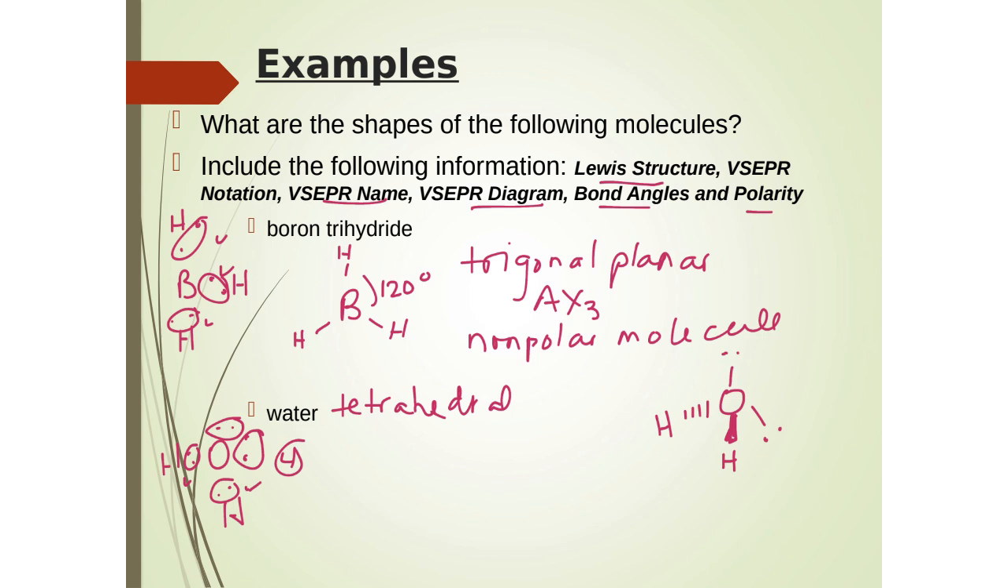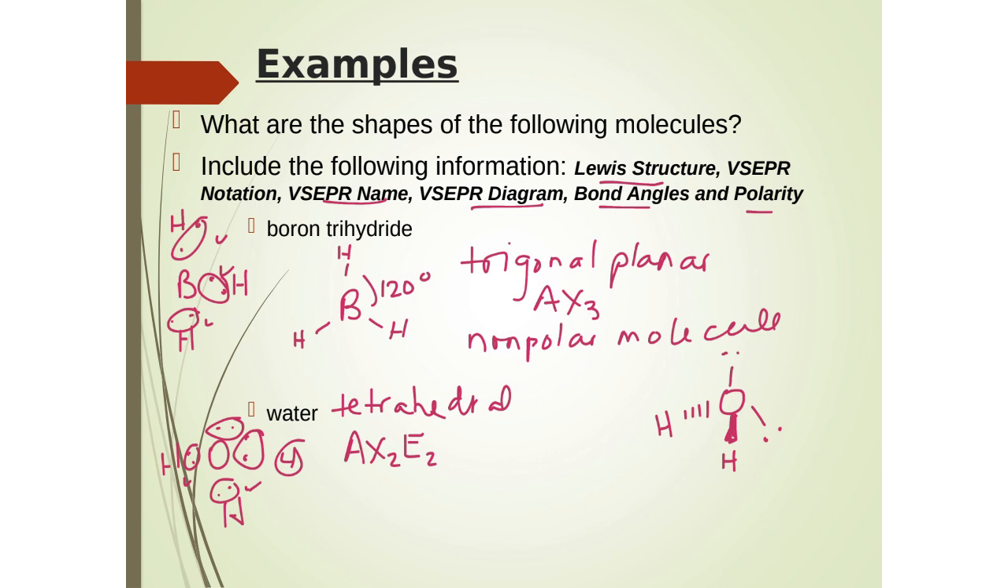And then we talk also about VSEPR notation. So let's get the VSEPR notation. We have a central atom. We have 2 bonded atoms. And then we have 2 lone pairs of electrons. So that is denoted by the letter E, and that would be my VSEPR notation. We've done the VSEPR name. I have the VSEPR diagram.